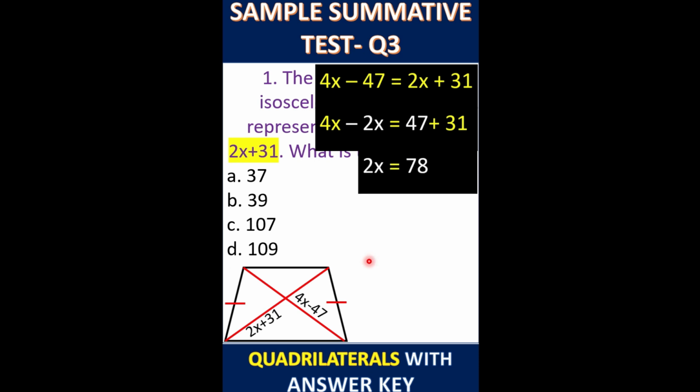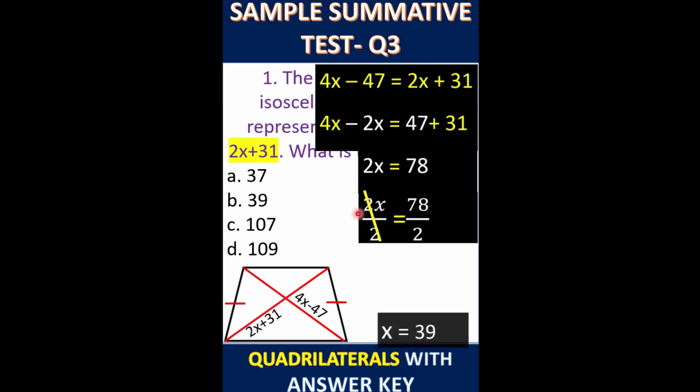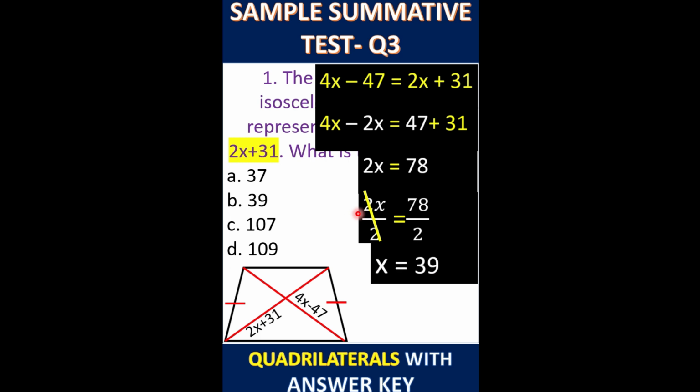78. Okay, to get completely the value of x, we need to divide both sides of the equation by 2. So we get 39 as the answer. So the correct answer is letter B.